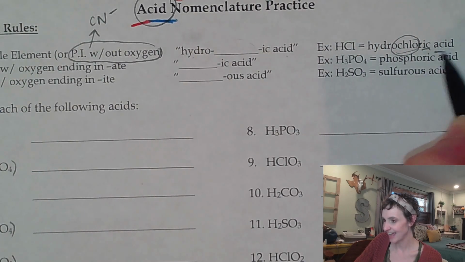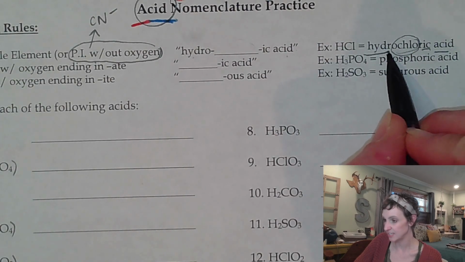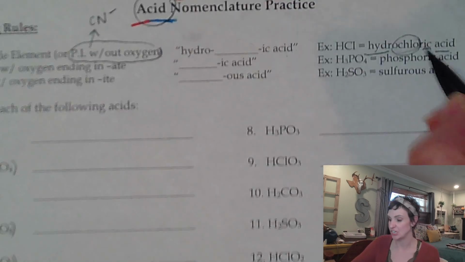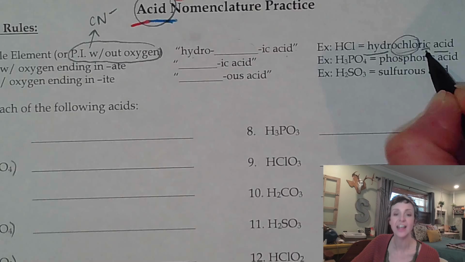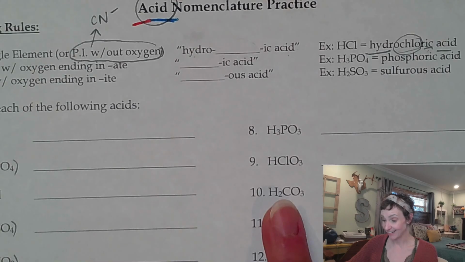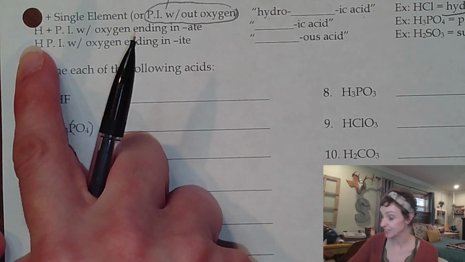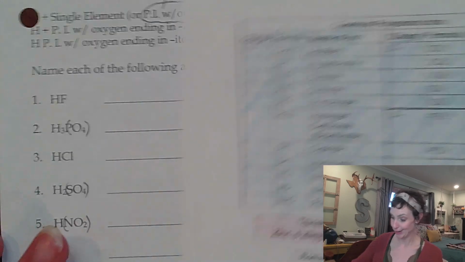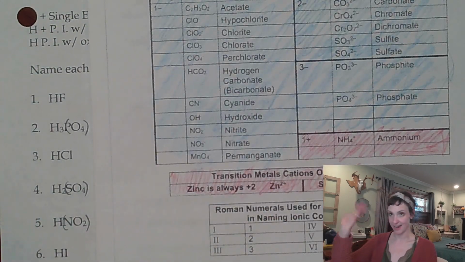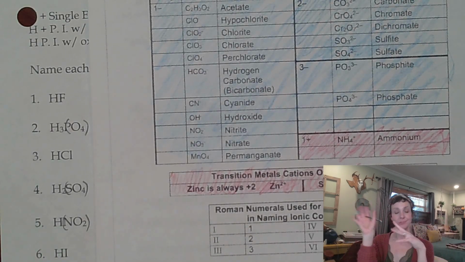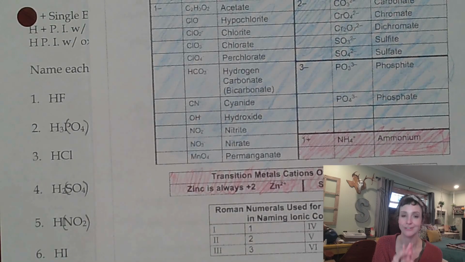acid. So we've done some sneaky changes. Coming in with hydro, whatever that single element is, but we've changed the ending to ic, and then acid. Okay, so that's our first category, hydro-something-ic acid. Our next two categories are dealing with my polyatomic ions. Now, besides cyanide and besides hydroxide, which hydrogen and OH will not bond together, HOH is 2 hydrogens and 1 oxygen, which is H2O.